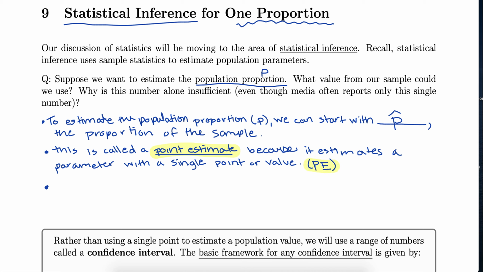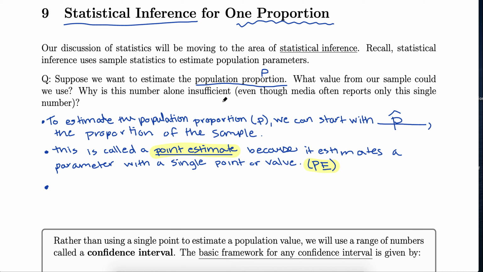So again, P hat is our point estimate, a single number, a single statistic from the data that's going to be used to hit our target of estimating P, the proportion for the whole population. That's our end goal. All right, second question on here though says, why is it not enough just to give P hat? I collected some data, here's the proportion for my data, done. Why can't we do that?